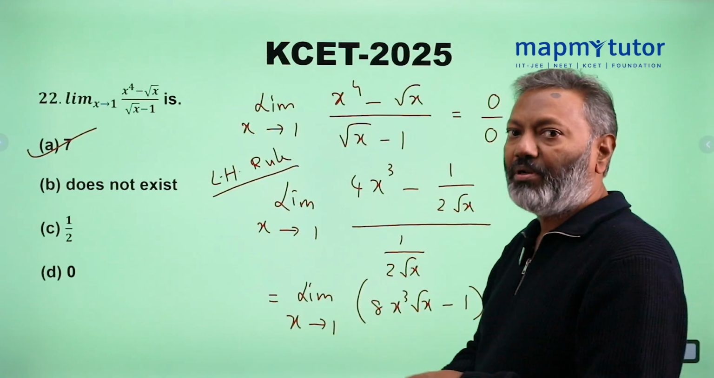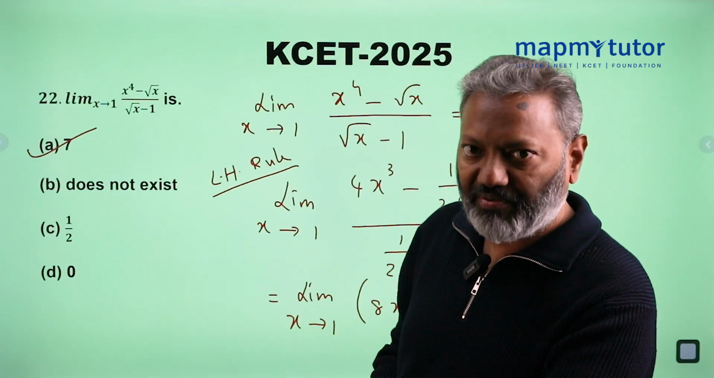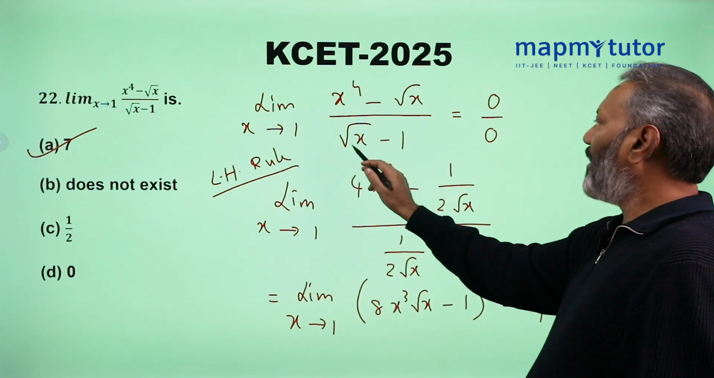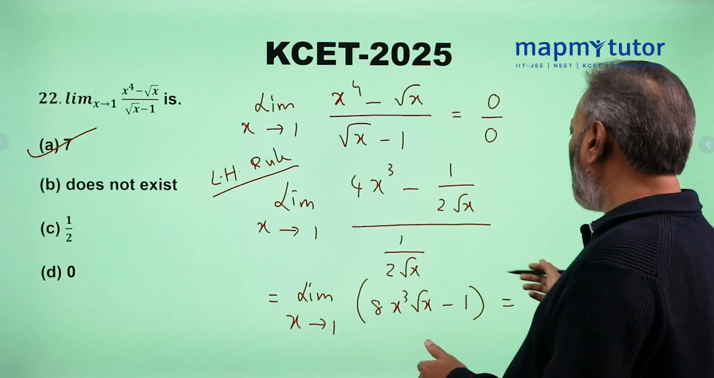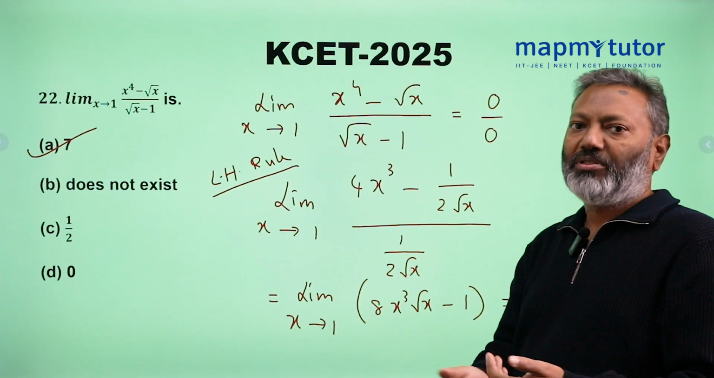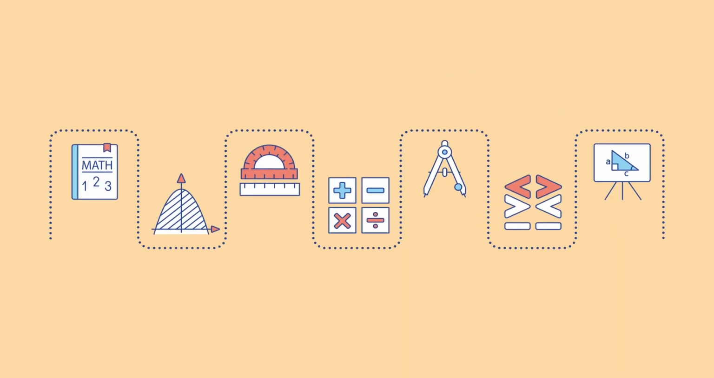What is L'Hospital rule? Whenever the given limit is in the form of either 0 by 0 or infinity by infinity, differentiate the numerator and differentiate the denominator separately and again apply the limit. If you get your answer, it is fine. Otherwise, repeat the process, once it is 0 by 0 again, okay? Remember that rule.